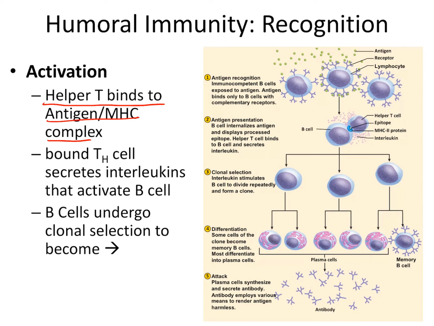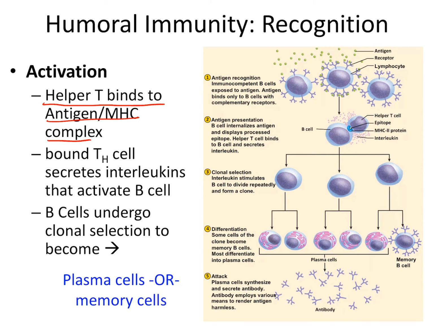Once that B cell has been activated by the helper T cell, it's going to undergo clonal selection, which is, again, this series of mitotic divisions. And most of those B cells are going to become what are known as plasma cells. Some of them will also become memory cells that can be used to mount a secondary response later if you were exposed to the same pathogen again.